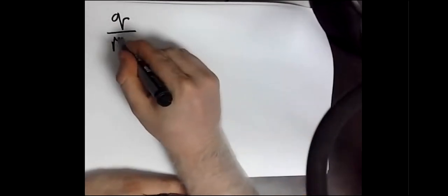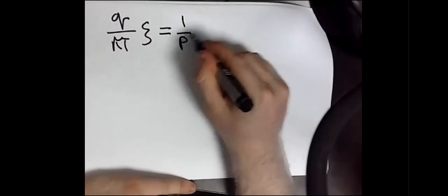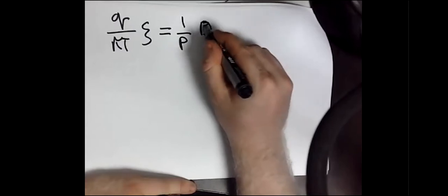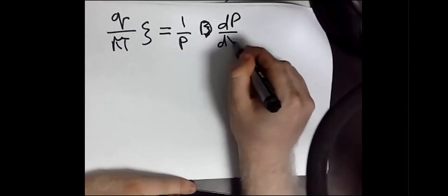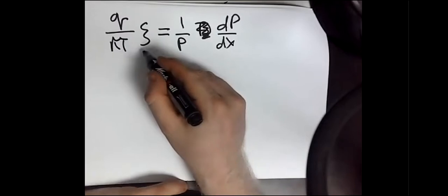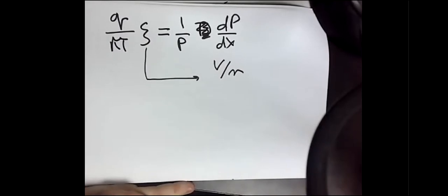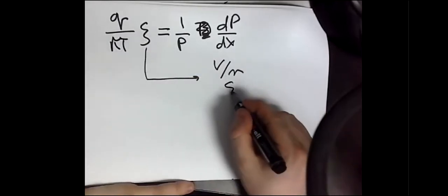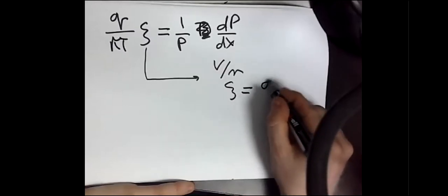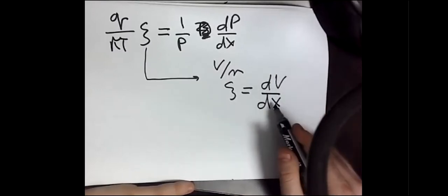So the equation we have is Q over kT times eta equals 1 over P dP, sorry, dP by dx. Okay, what is eta? Eta is the electrical field, and its unit is volts per meter, if you remember from electromagnetism maybe. So this eta can be written as dV by dx, because the electrical field is the differentiation of the voltage with respect to distance.